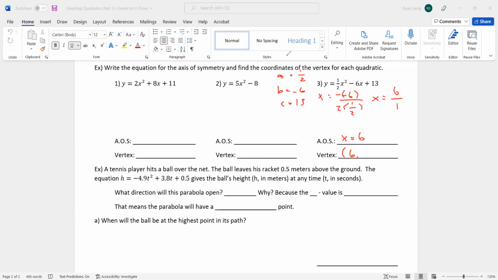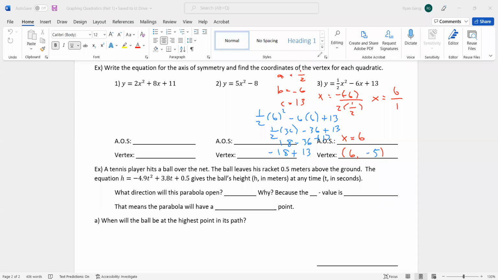And then the vertex, I know that X is 6. I need to find Y. Okay, I'm going to need some space, I know. So six squared is 36, half of 36 minus 36 plus 13. Half of 36 is 18. 18 minus 36 is negative 18. Plus 13 is negative 5. Okay. There you go with that.